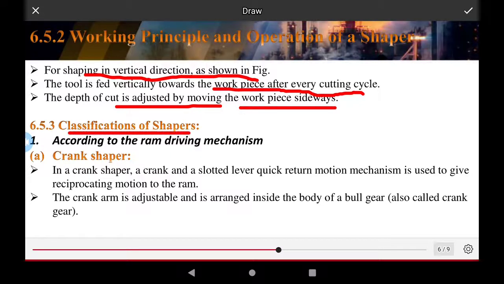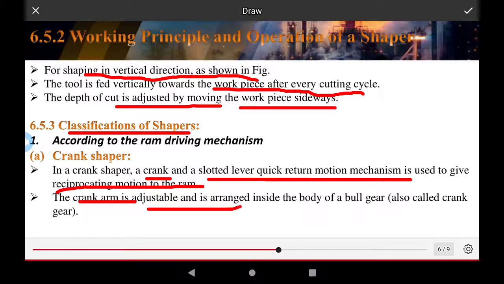Classification of shaper machine according to the ram driving mechanism. Crank shaper: the crank and slotted lever quick return motion mechanism is used to give the reciprocating motion of the ram. The crank pin is adjustable within the body of the bull gear, also called the crank gear.